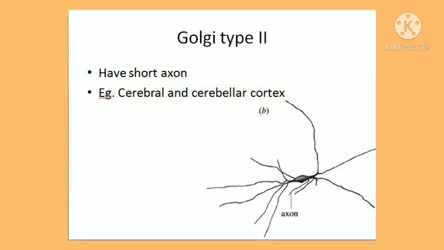The Golgi type 2 neurons have a small axon and establish synapses with neighboring neurons. These are also seen in the cerebral cortex and cerebellar cortex.